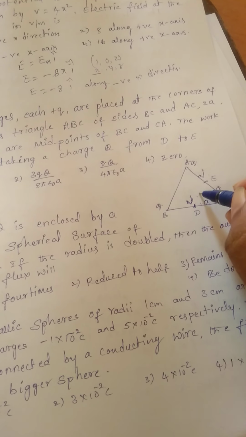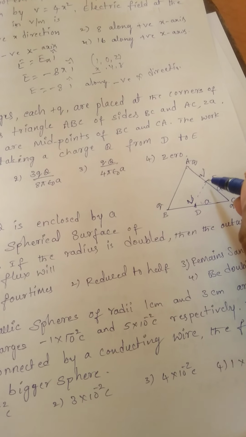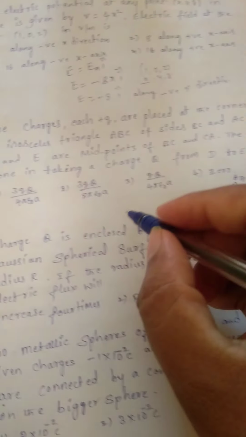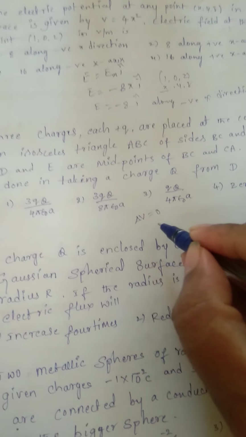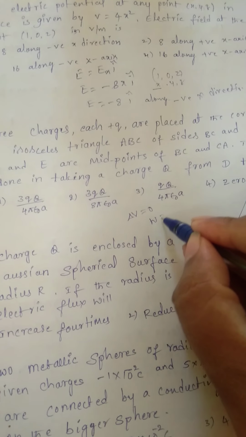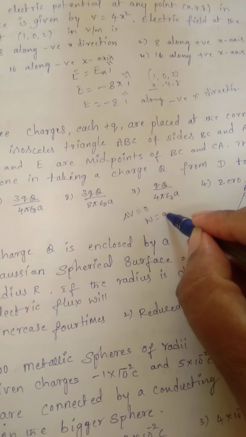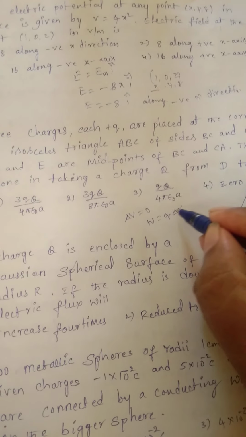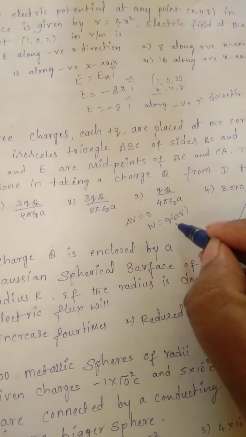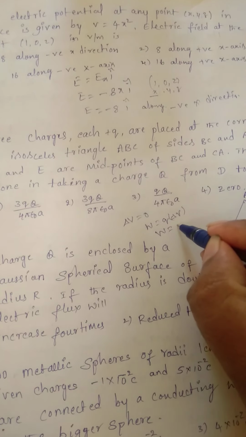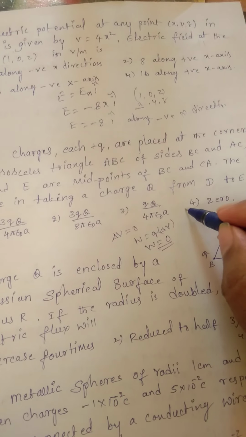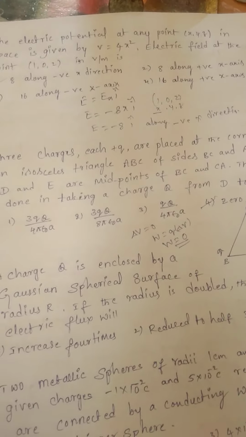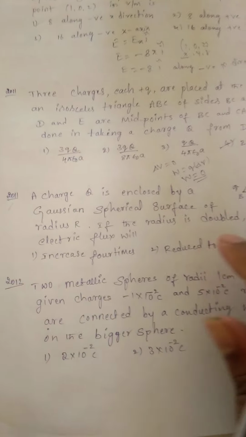When you take the potential difference between D and E, that potential difference will be 0. Therefore the work done will be q into delta V. Since delta V is 0, the work done is 0. So this is the right answer. Next, we'll go for the next question.